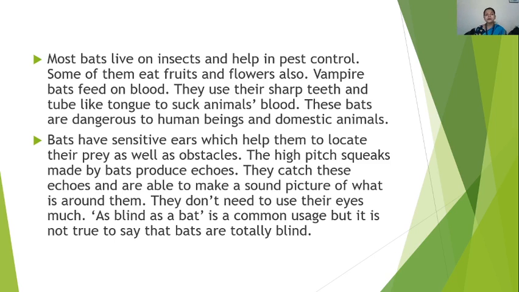Bats have sensitive ears, which help them to locate their prey as well as obstacle. Now I am going to introduce you two new words. The first word is prey, P-R-E-Y. Children, there are two types of prey. One is P-R-A-Y and the second is P-R-E-Y. So the first pray with A, P-R-A-Y, it means when you offer your devotion to God.